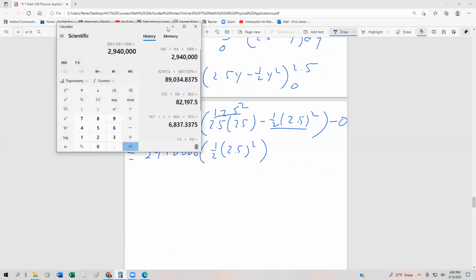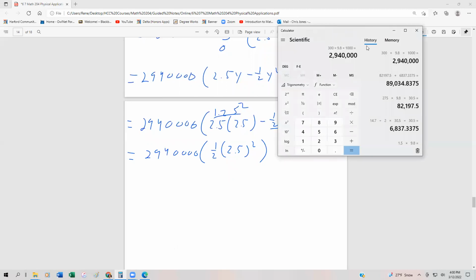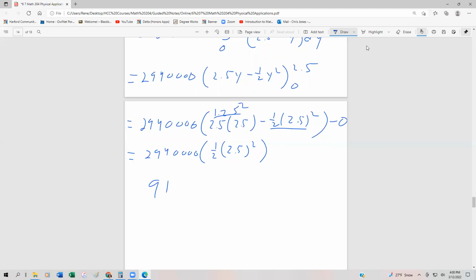Just for mine, you guys have the graphing calculator, which is probably a little easier. So we're going to just take 1/2 of this, and then we're going to multiply that by 2.5 and then another 2.5. All right, so I get 9,187,500. All right, that would be in joules.